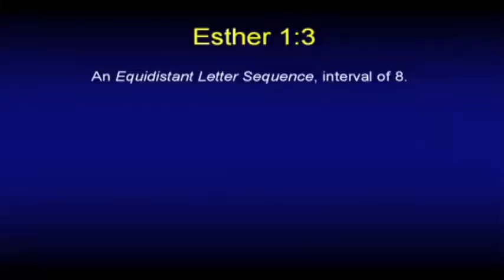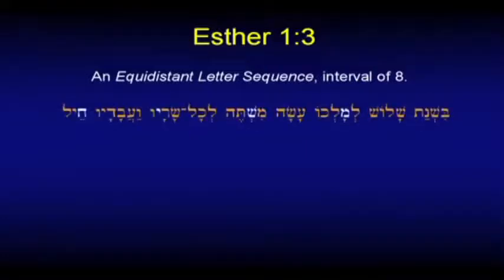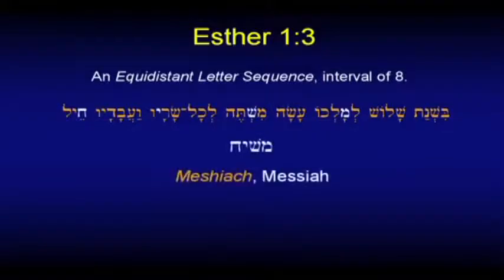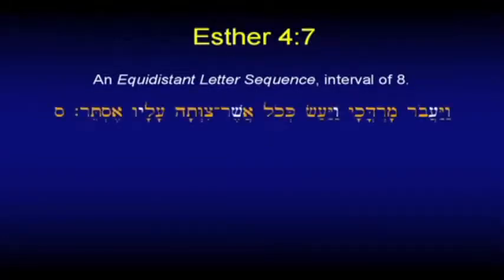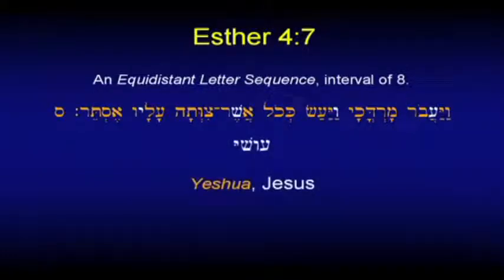Okay, let's get back to Esther. There's an equidistant letter sequence, interval of 8, starting in Esther chapter 1, verse 3. There it is laid out for you in the Hebrew. And if you take those four letters, it spells Mashiach, the Messiah. That's kind of exciting. That's tucked away in Esther. In Esther 4, 7, an equidistant letter sequence with an interval of 8. Again, a new beginning. And we look at these letters and we discover that there again we have Yeshua, Jesus.